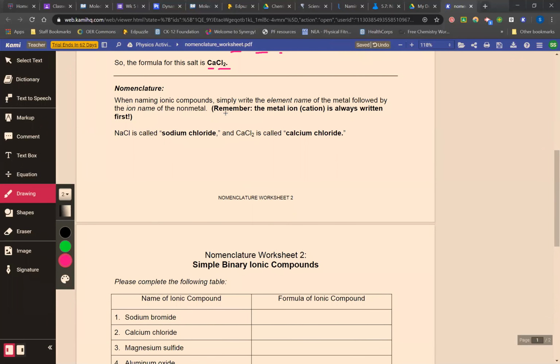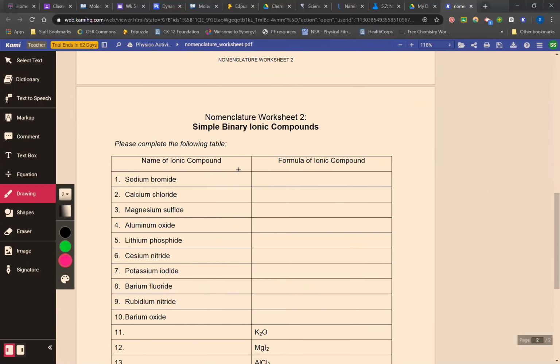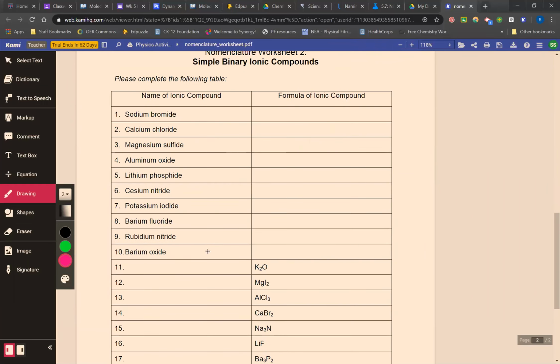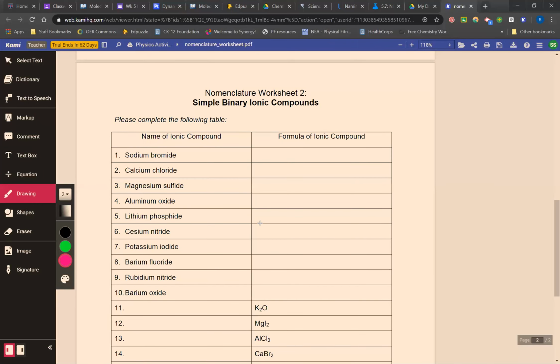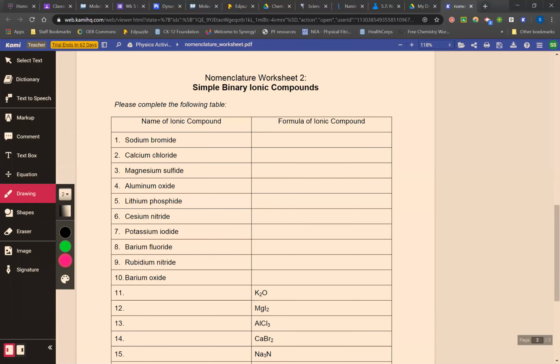So when naming the ionic compounds, you simply write the element name of the metal first, followed by the ion name of the nonmetal, or cation, then the anion. So let's look at one example. You got 10 of them here. You may have to go back and forth. These are just simple binary ionic compounds. So sodium bromide. This will take some time.